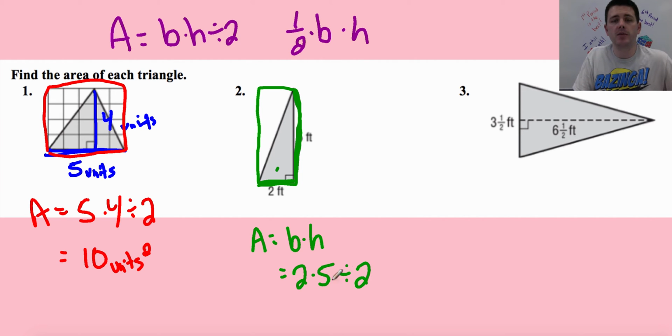2 times 5 is 10, divided by 2 is 5. In this case, we're dealing with feet, so feet squared. Or if you write it out in words, 5 square feet.